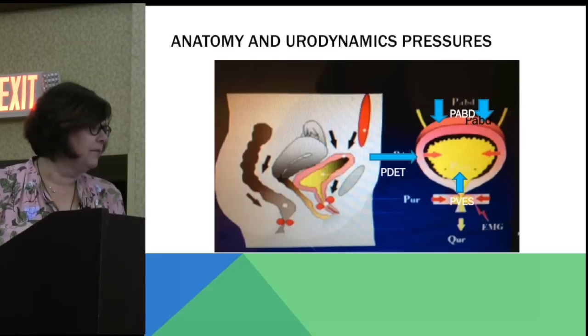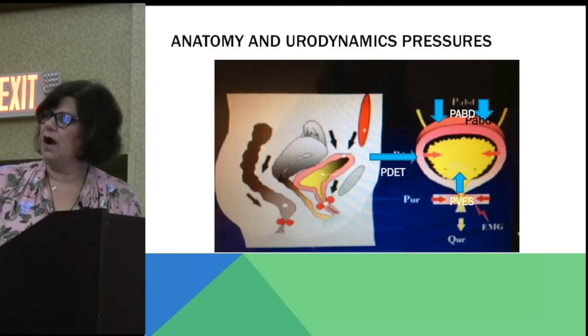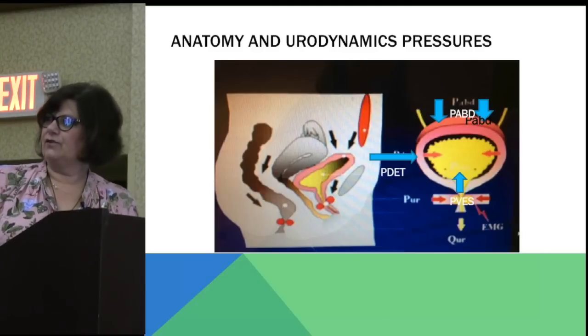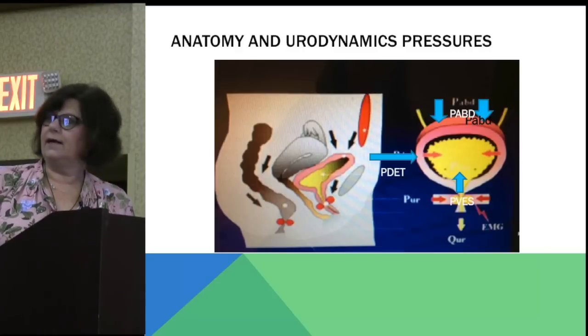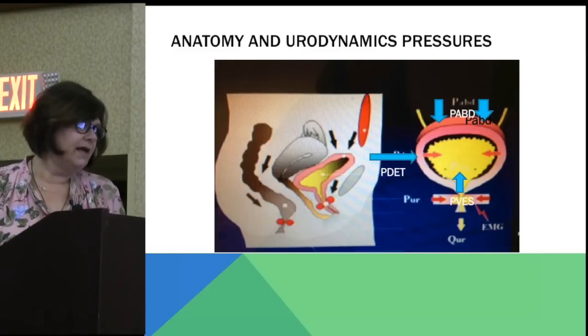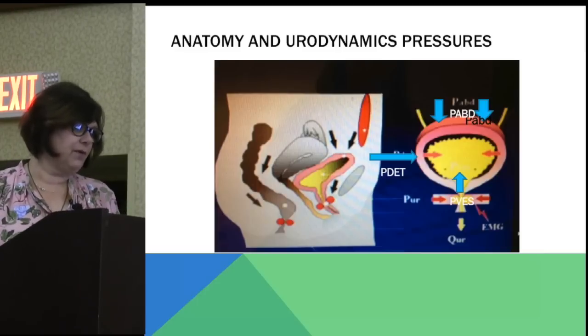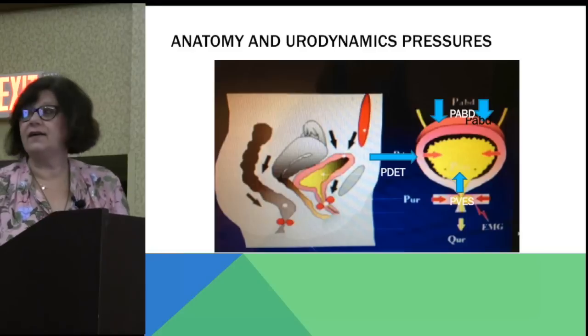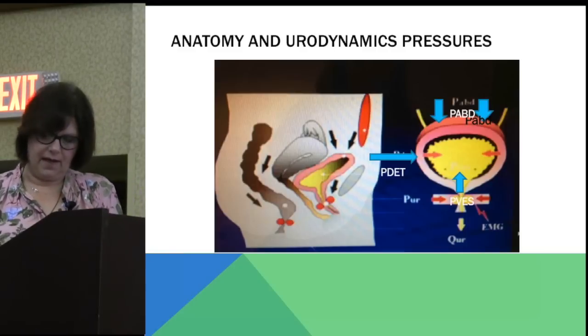Again, this is another picture, and this just depicts the different pressures that we're looking at when we do urodynamics. So you can see on top the PAB pressure is, again, pressure that is exerted on the bladder from the contents surrounding the bladder. And the PDET is the actual muscle itself, the pressure of the actual bladder muscle itself. And then the PVES, you can see that is the actual pressure that is within the bladder.